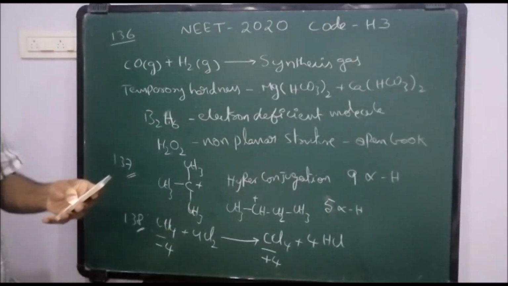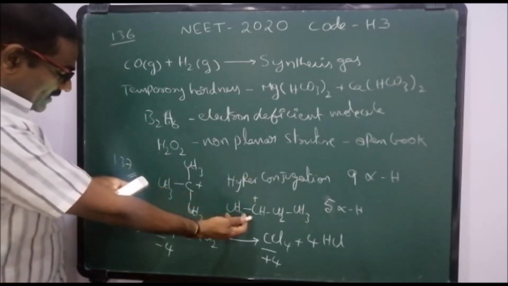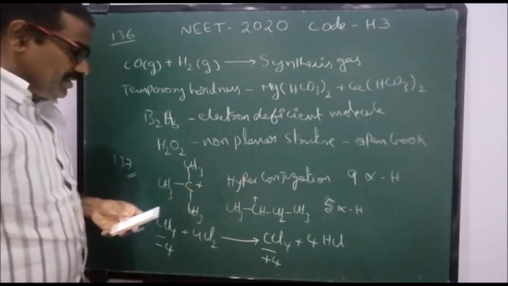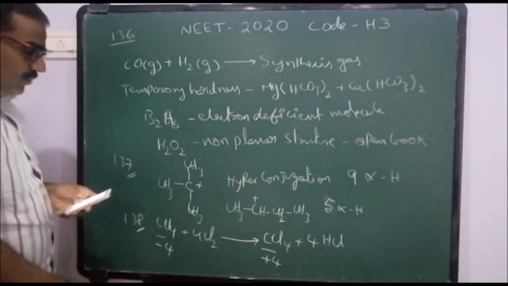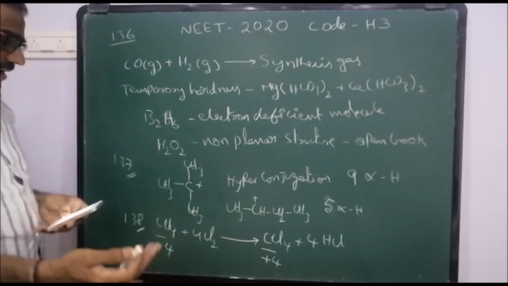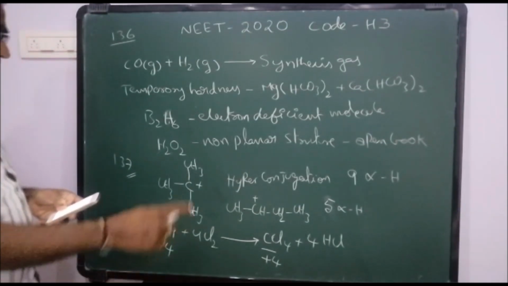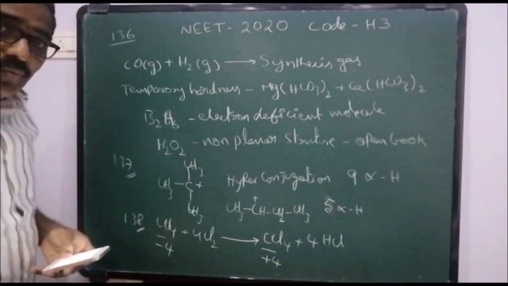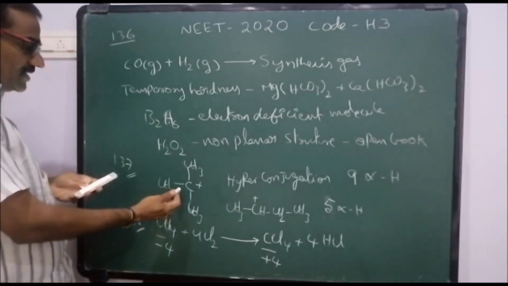Question number 137. A tertiary butyl carbocation is more stable than a secondary butyl carbocation because of which of the following? Here two factors influence the stability of both of these. One is hyperconjugation and the other is the inductive effect. But among those two, hyperconjugation is the dominating factor over the inductive effect. Hence we have to consider the hyperconjugation factor.